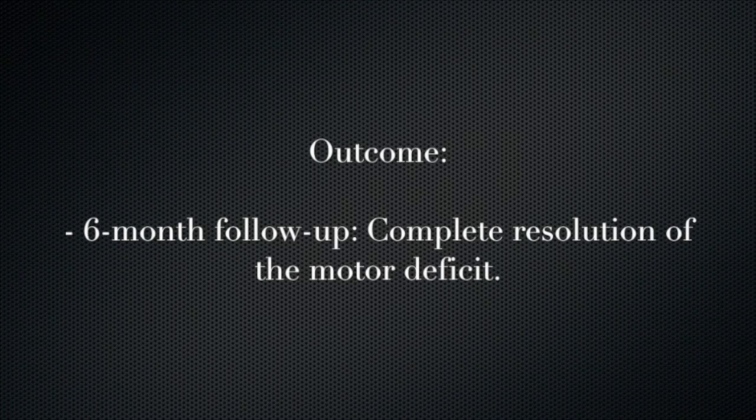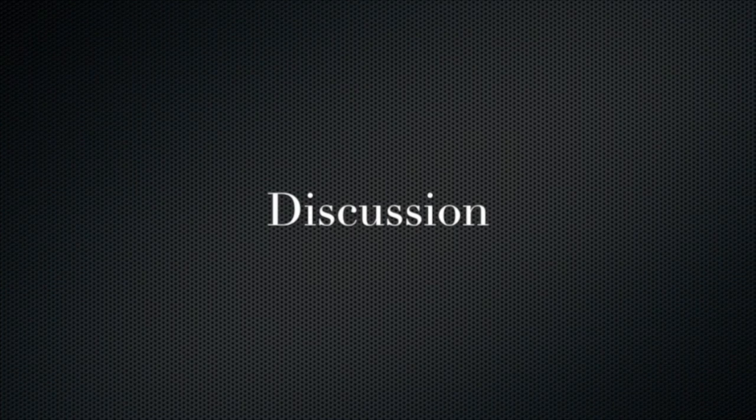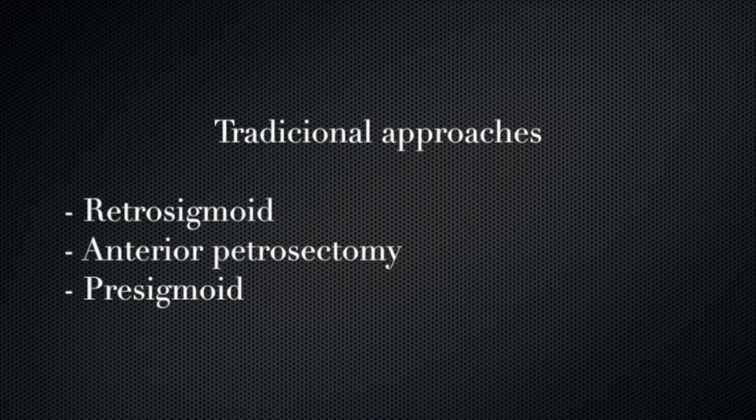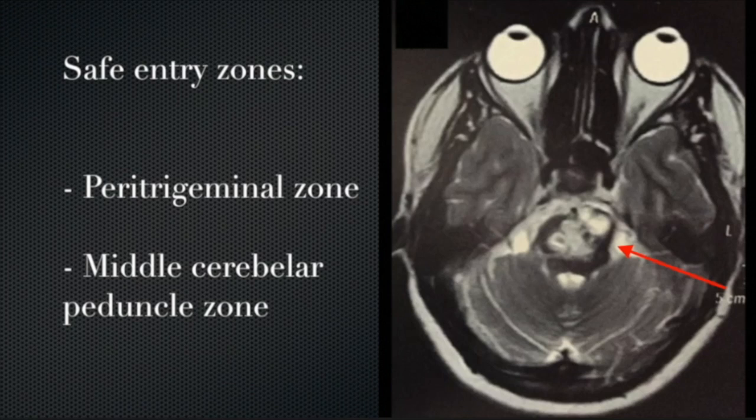We decided to propose surgical treatment since the patient presented multiple episodes of bleeding and a new episode could be catastrophic. Traditional approaches were considered: retrosigmoid craniotomies, anterior petrosectomies, and presigmoid approaches are some options. All of them expose the lateral portion of the pons and allow access through safe entry zones, such as the peritrigeminal zone and the middle cerebellar peduncle zone.